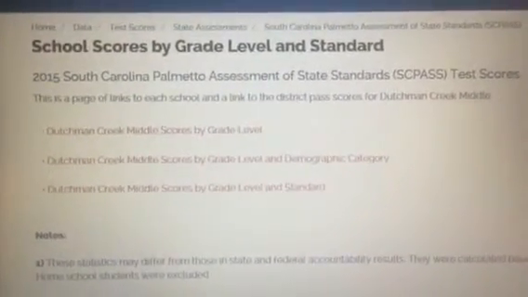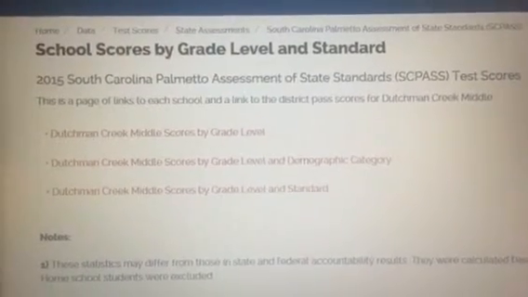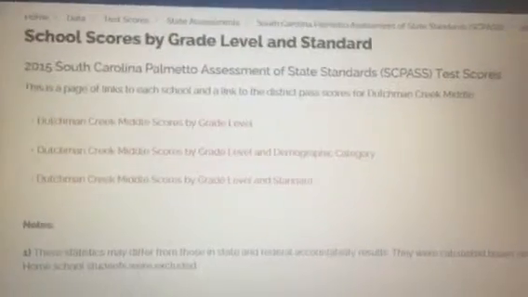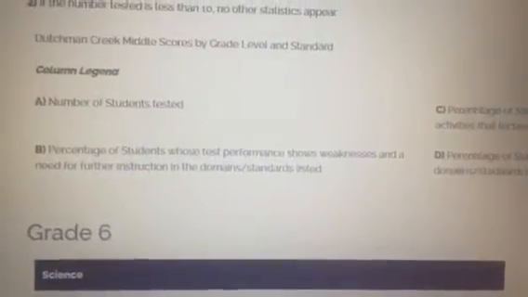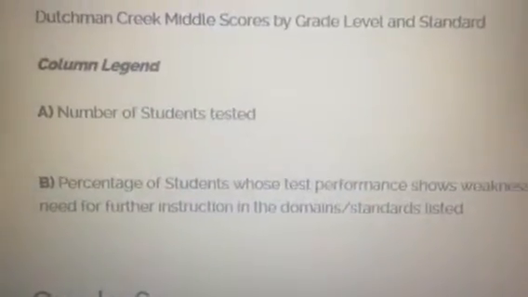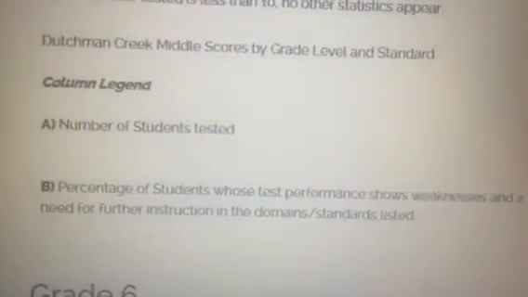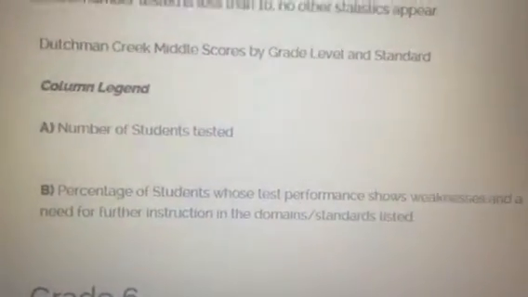We're going to continue our conversation in reference to school scores by grade level and standard with our 2015 PASS information. Once again, taking a look at the legend here, column A is the total number of students tested. Column B are students whose test performance indicates that there was a weakness and need for further instruction in reference to that standard or domain.